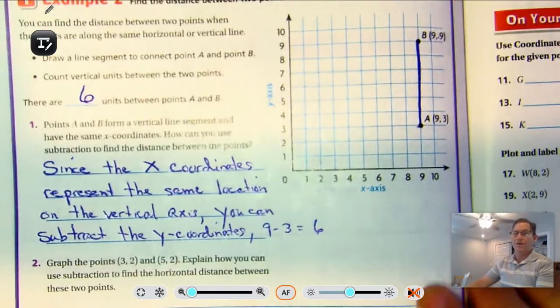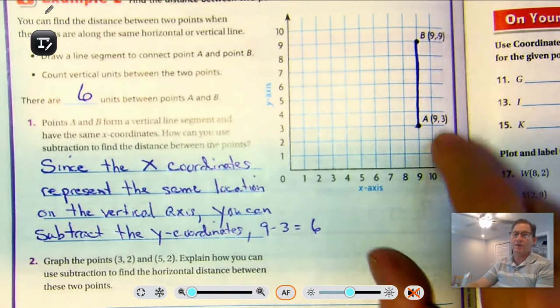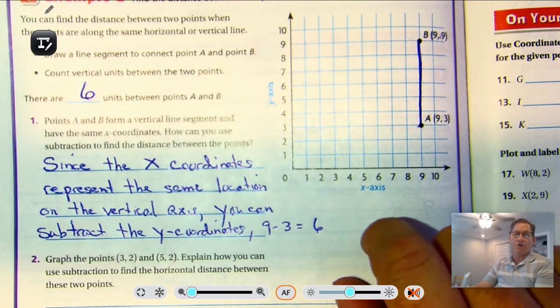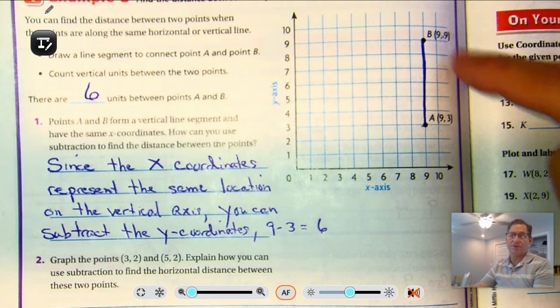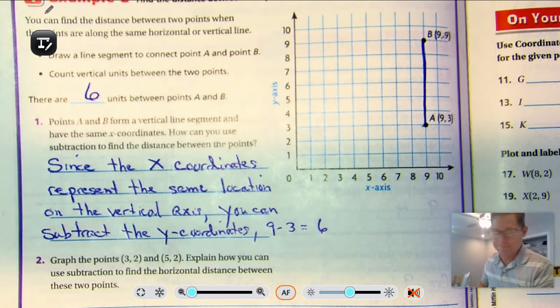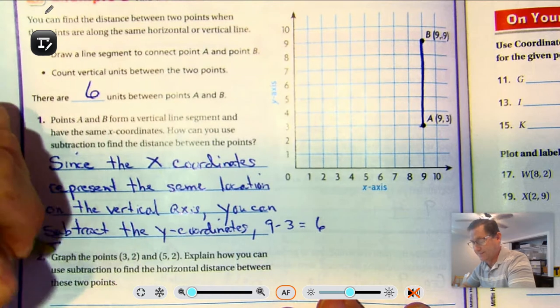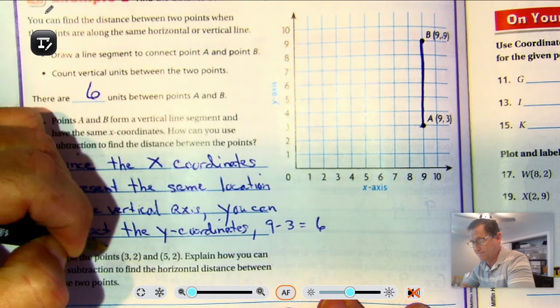All right, so the x coordinates are the same. So that means we can just take the y coordinates and subtract to find the distance between the 2 points. So the distance is 6 units.